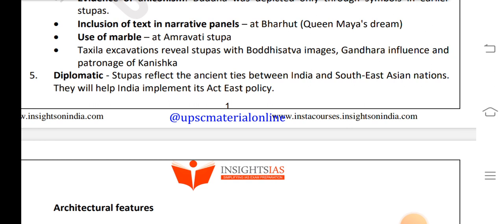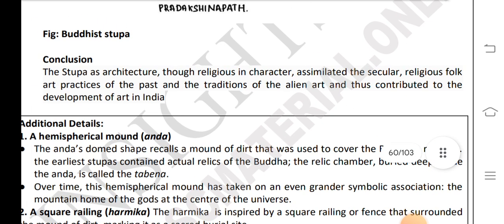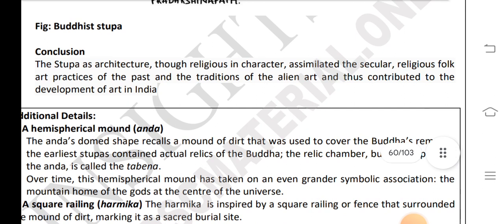Use of marble and Amravati stupas. Dakshila invaders and reveals the stupas with the bodhisattvas and images, Gandhara's influence and the patronage of the Kanishkas. Diplomatic stupas reflected the ancient ties between India and the Southeast Asian nation. They will help India implement its Act East policy.